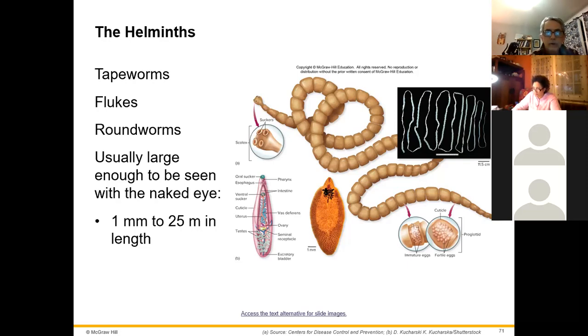The helminths are the parasitic worms. There are the tapeworms, the flukes, and roundworms. They are usually large enough to be seen by the naked eye, though their reproductive form would have to be seen under a microscope.